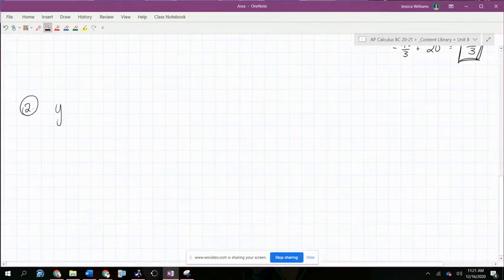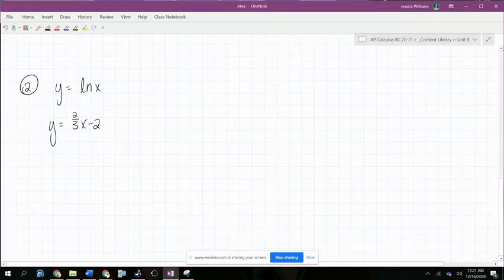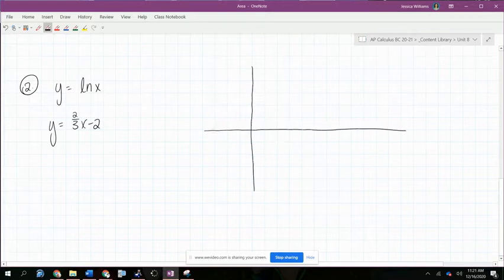Here are our 2 curves this time. y equals natural log of x, and y equals 2/3 x minus 2. Again, I've never seen AP ask you to graph anything complicated, and I don't think these are complicated, so hopefully you don't either. So we're going to have natural log. Let me do them in different colors. Here's natural log in red.